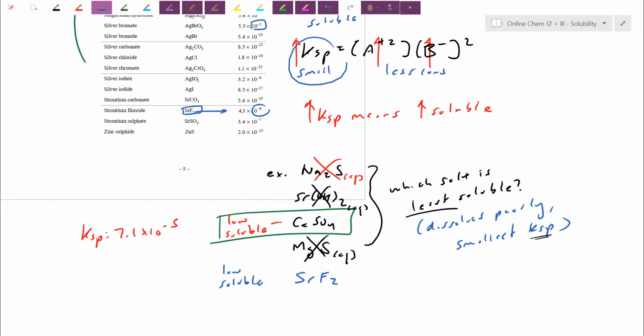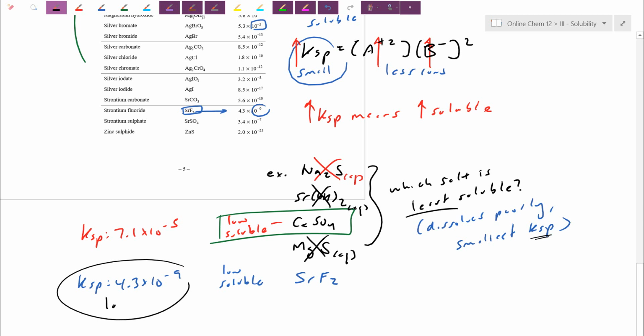For strontium fluoride, the same Ksp at the same 25 degrees is 4.3 times 10 to the negative 9, right? Now, usually we had said, the bigger the Ksp, the more soluble. If you want the one that's least soluble, you want the one with the smallest Ksp. Usually, it's going to be easy: 10 to the negative 9 is smaller than this one. This one here is low soluble. Okay, that will usually be the best answer.